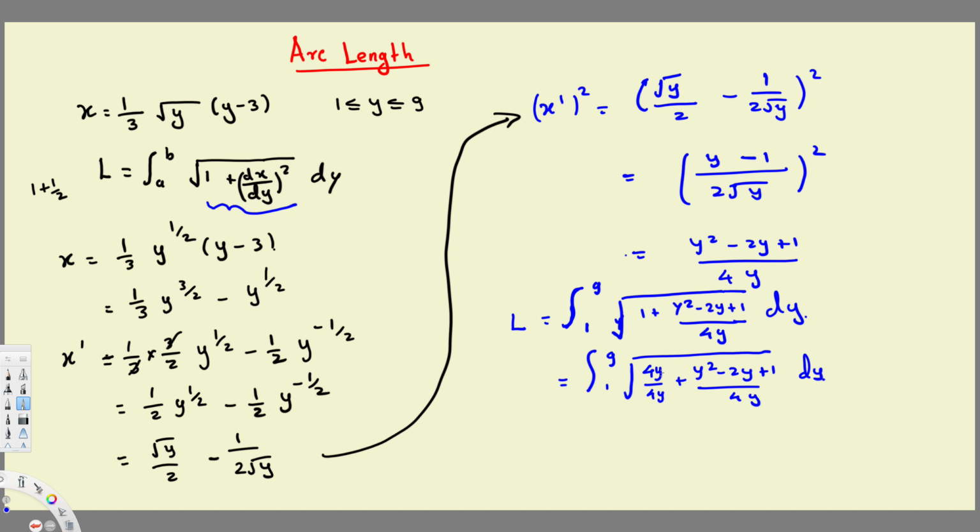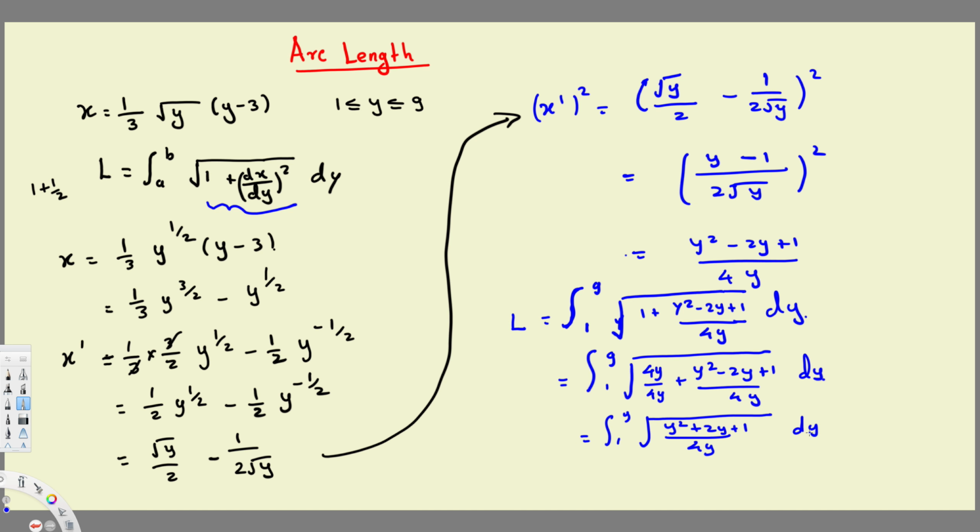If you add 4y to minus 2y, that is going to be plus 2y. So let's do this: the integral from 1 to 9 of y squared plus 2y plus 1 over 4y, dy.